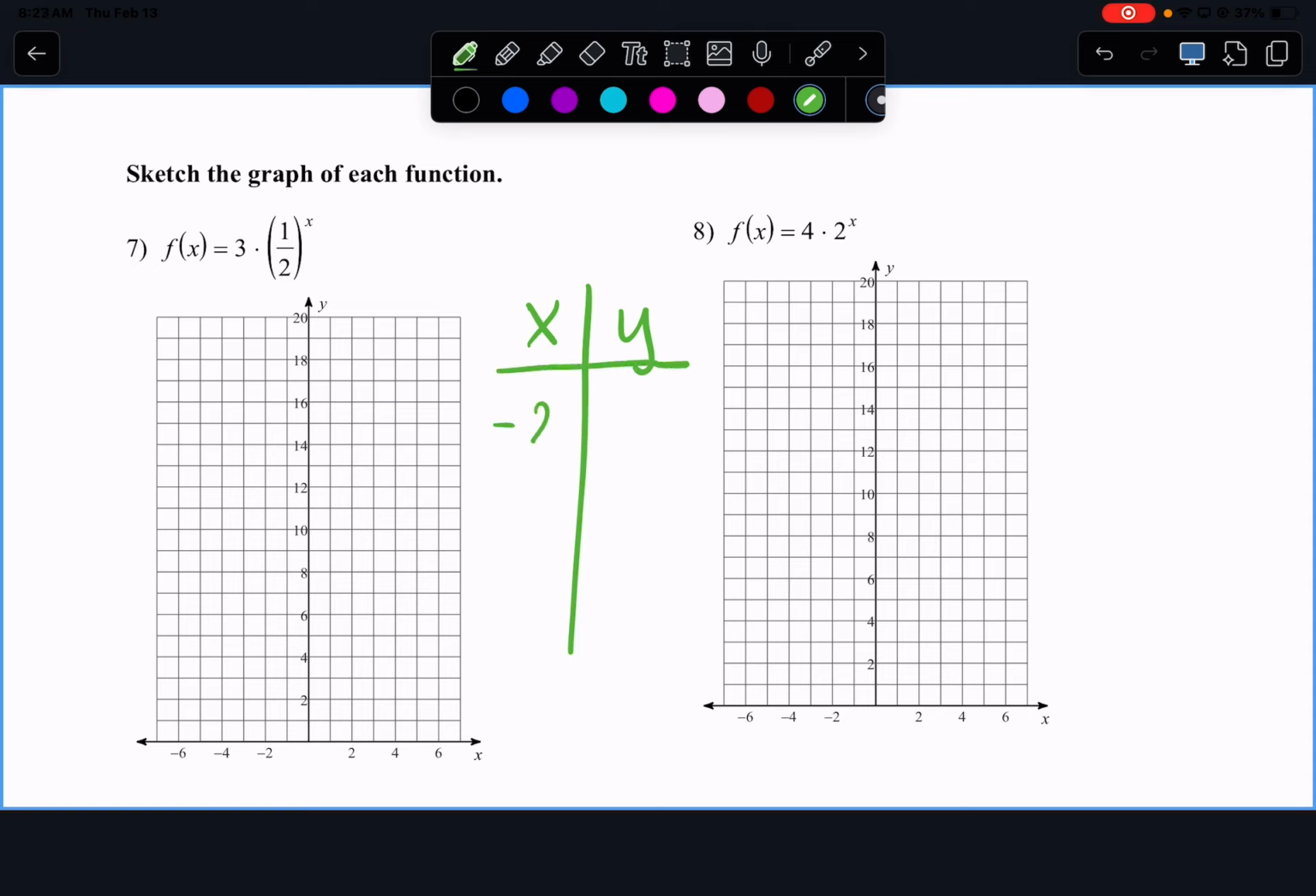And we're going to go from -2 to 2. Then we just use our calculator and plug stuff in. So if I take this -2 and I plug it in here, what is 3 times 1/2 to the power of -2?